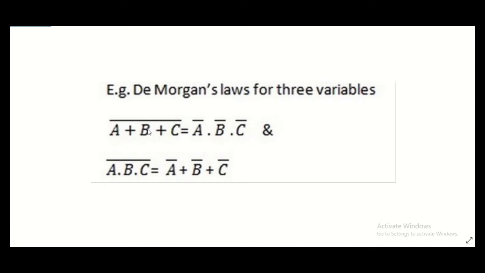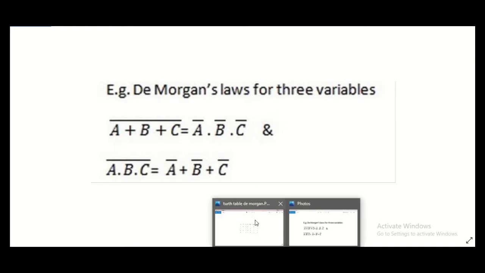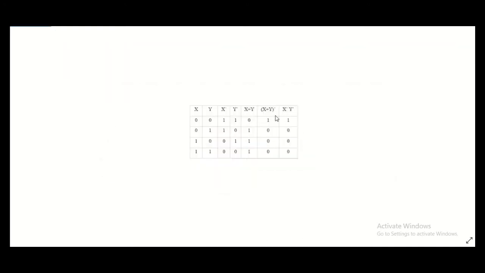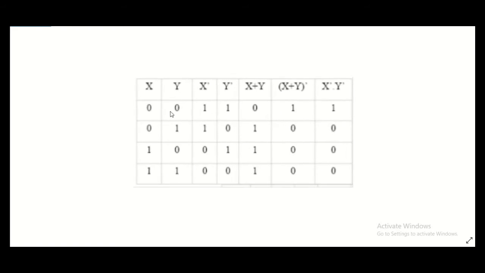The bar on top of a plus b plus c can be put on these variables separately by simply changing the gate from AND to OR and, below, from OR to AND. We just have to simply switch the gate from OR to AND and AND to OR, and then we can separate the bars. And here you can see a truth table which verifies that x plus y whole bar is equal to x bar and y bar. In the truth table, you can see the outputs are the same for both.